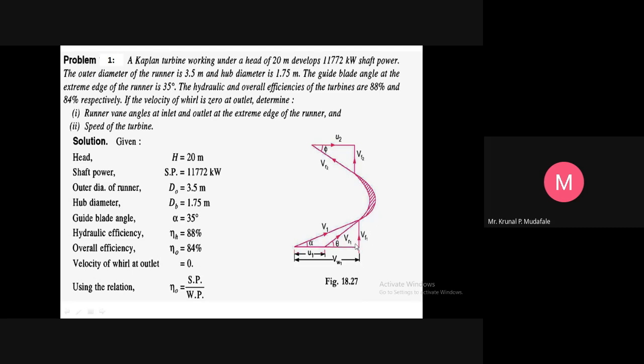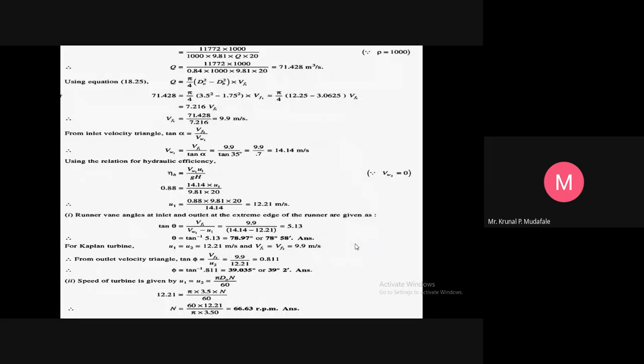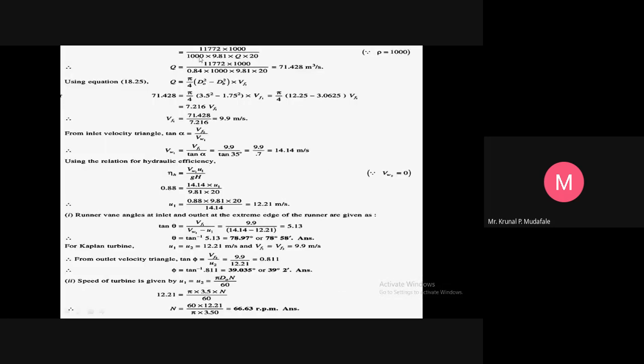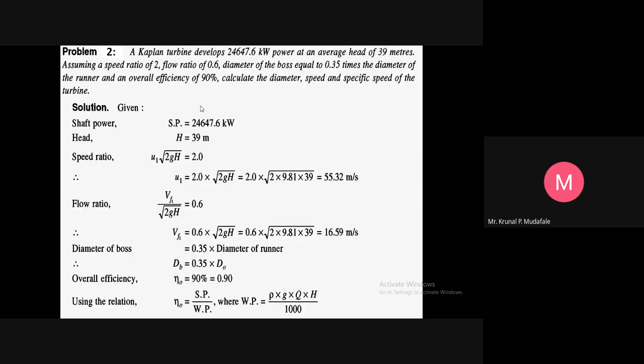For the discharge we have to calculate the hydraulic efficiency, right? Or in terms of the overall efficiency, we must have the shaft power upon water power. So the water power is nothing but rho g Q H, right? So in this equation you are able to find this. So in this way we have to complete this numerical, right? I hope everyone is able to understand this numerical very well, and try to solve it on your own in your own practice also. So now we will start the second numerical.